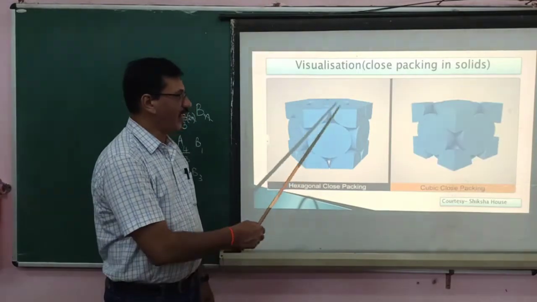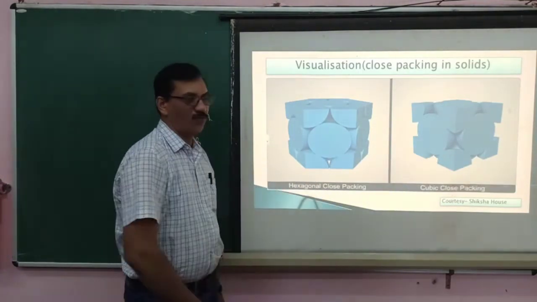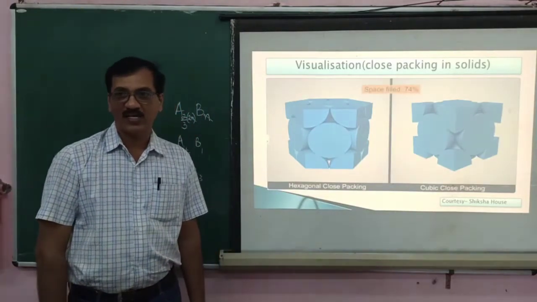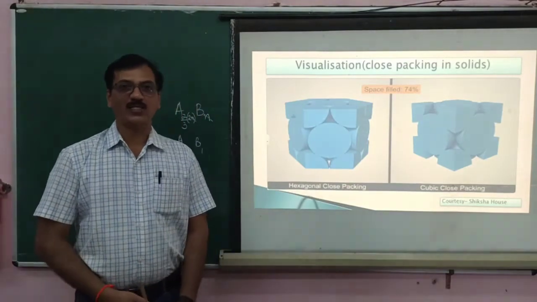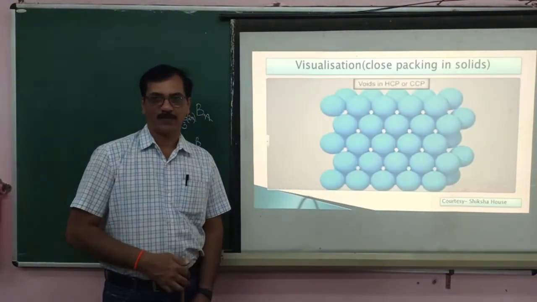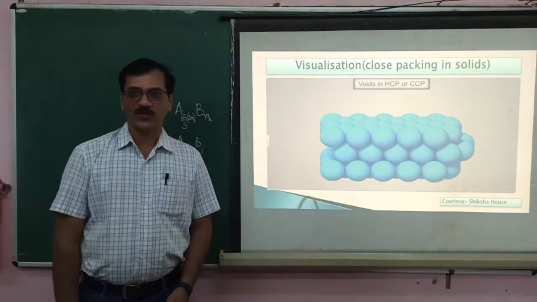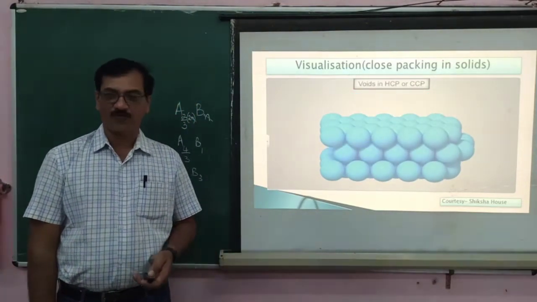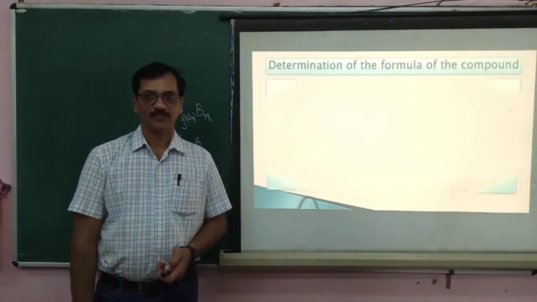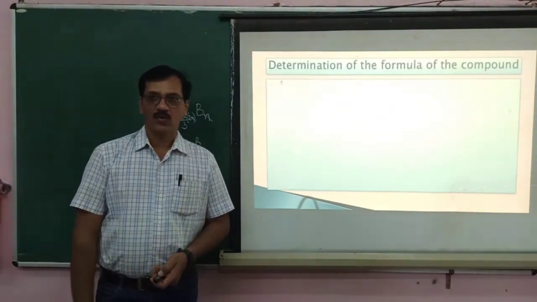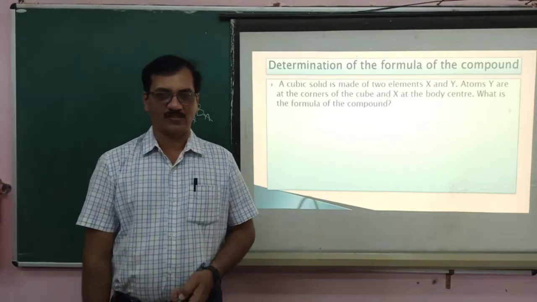In HCP, hexagonal close packing, this is the one unit cell. This is the model of one unit cell, that is FCC, face centered cubic, when the arrangement is cubic close packing. So this is how you can distinguish the different kinds of arrangements and generated solids. Now, how to determine the formula of the compound? Let us take some more questions on this.